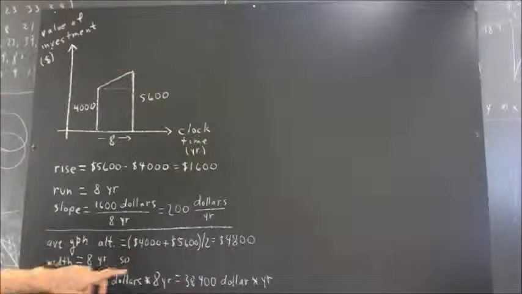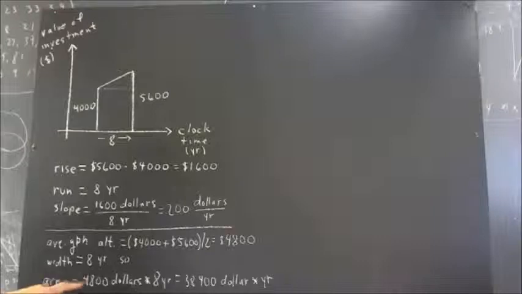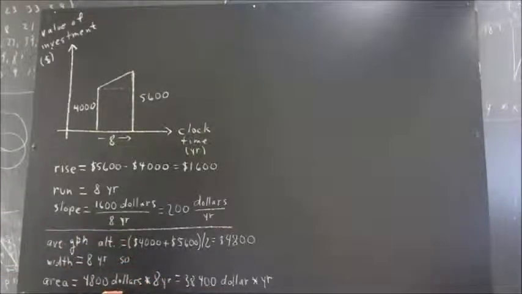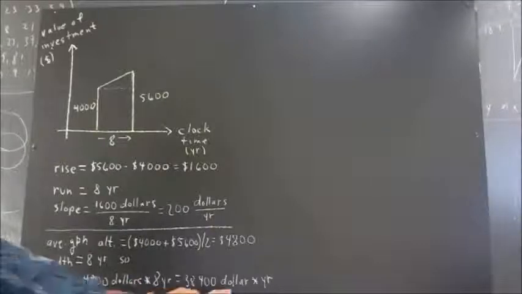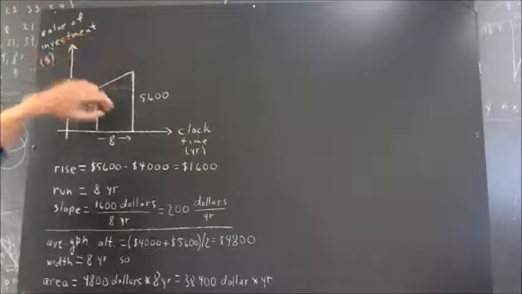The width is 8 years. So the area is $4,800 multiplied by 8 years. 4,800 times 8, if I did my arithmetic correctly, is $38,400. Then the units are dollars times years. Now, we can then attempt to interpret both of these quantities, and of course we want to label them in the graph.